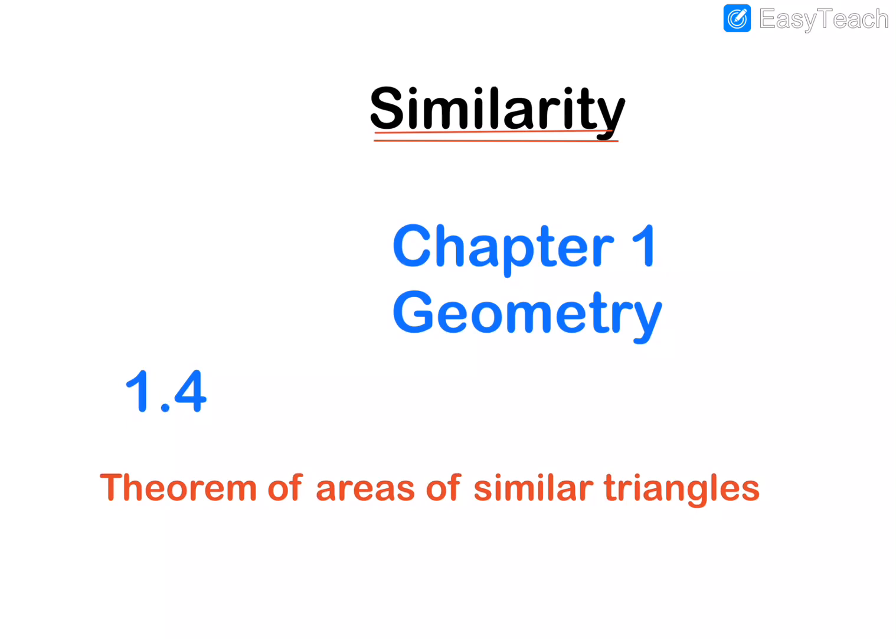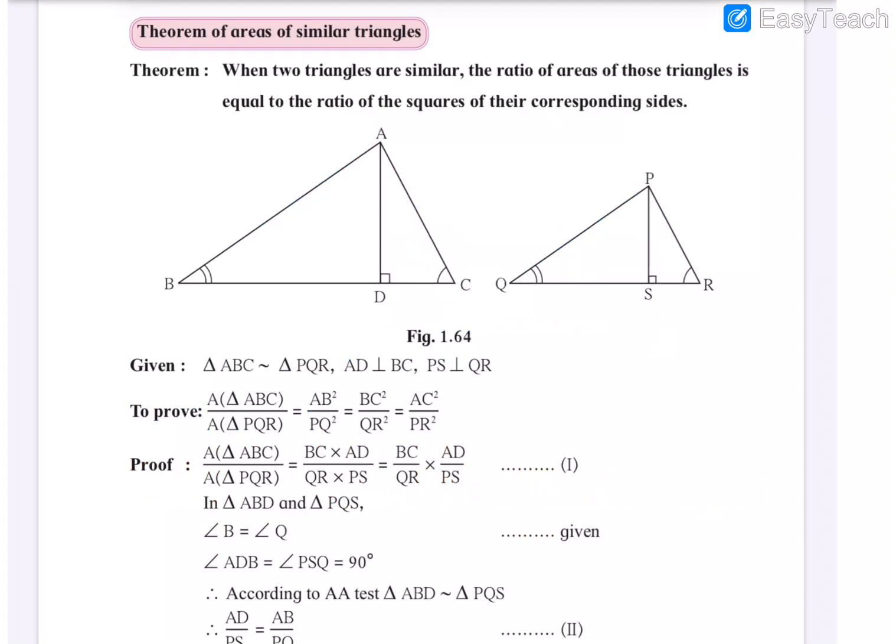Today in 10th standard geometry we are going to discuss chapter 1, last section, that is section 1.4. In this section 1.4 of the chapter Similarity, we are going to discuss the topic theorem of areas of similar triangles. So we can look at what the theorem is. So this is the theorem, and we can read the statement of the theorem.